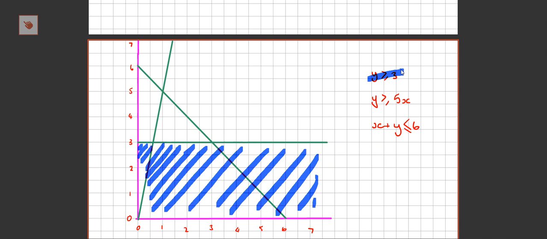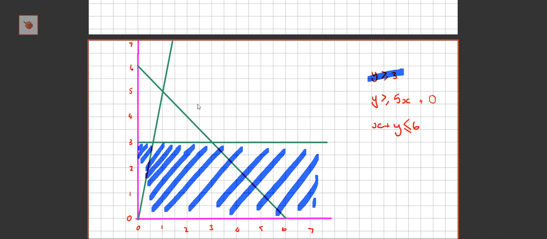Now which line is that? Well, this line has a nice steep, positive gradient. So there's the 5x line. How do I know it's 5x? Because it's 5x plus 0. So it crosses at 0. And it goes across 1, up 5.